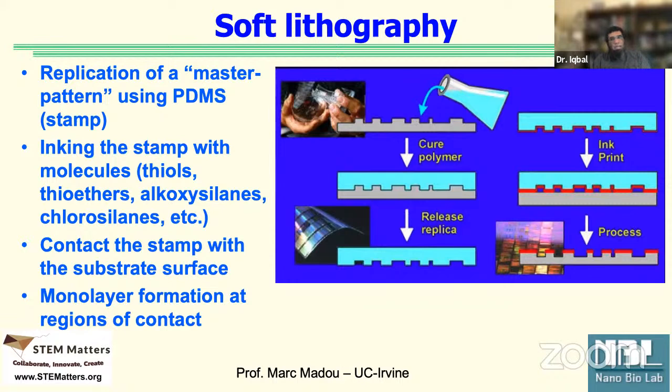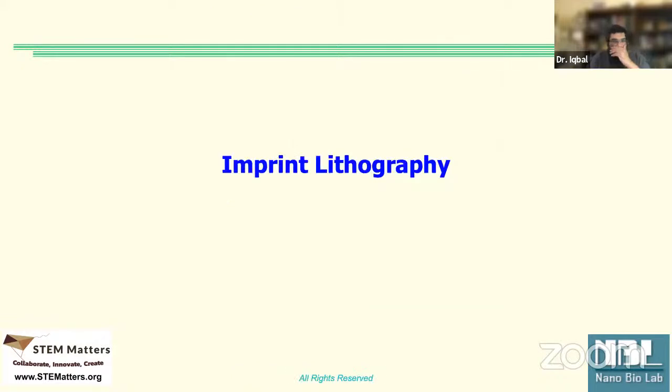So the idea, as we can see, we have a master, and the master pattern can be made of PDMS itself. It can be a hard material. And then we put the ink, which would be the molecules that we want to transfer or the molecules that we want to coat it with, functionalize with, and we contact with the substrate, and that gives us a monolayer of wherever we contact. So many different ways of how soft lithography is used. So today we want to talk about imprint lithography.